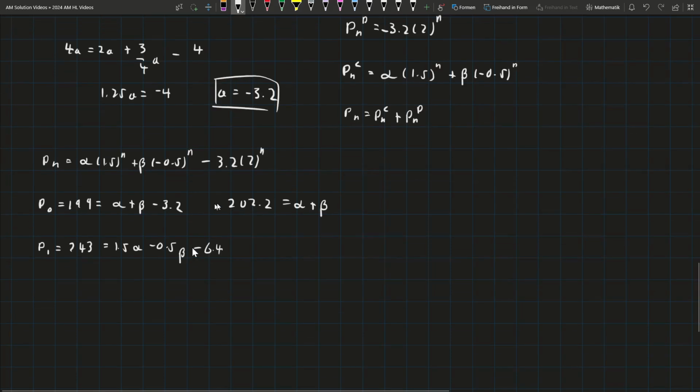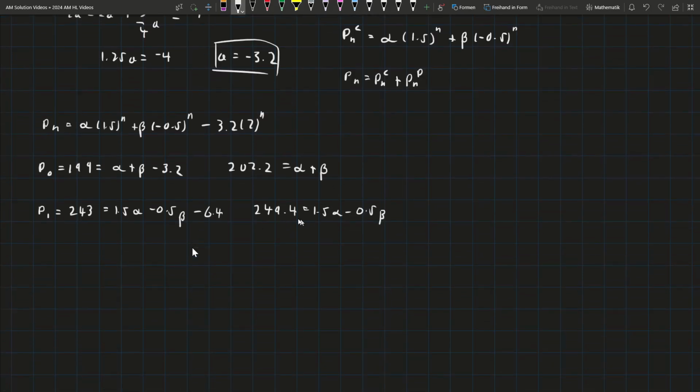Let's bring the 6.4 to the other side, because it's 2 to the power of 1, and 3.2 times 2 is 6.4. Yep. 6.4 plus 243, that'll give us 249.4 is 1.5 alpha minus 0.5 beta. Let's do the same thing as last time. Multiply this equation by 2.